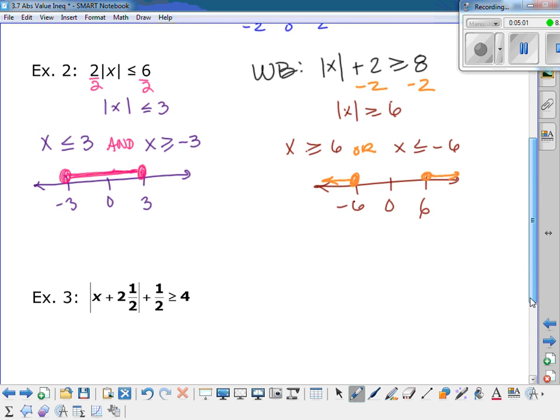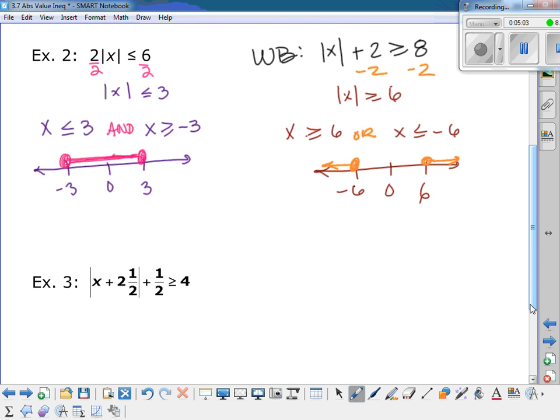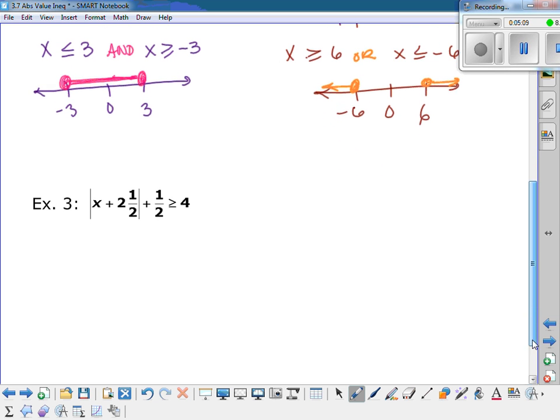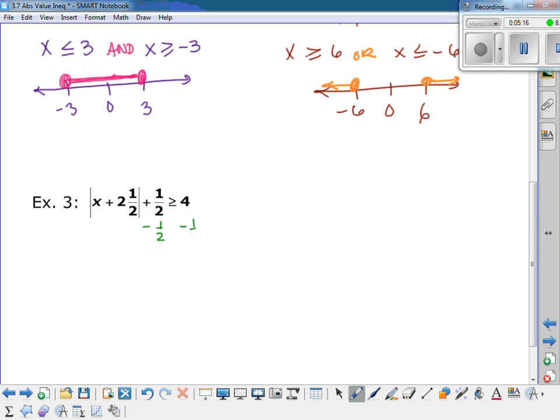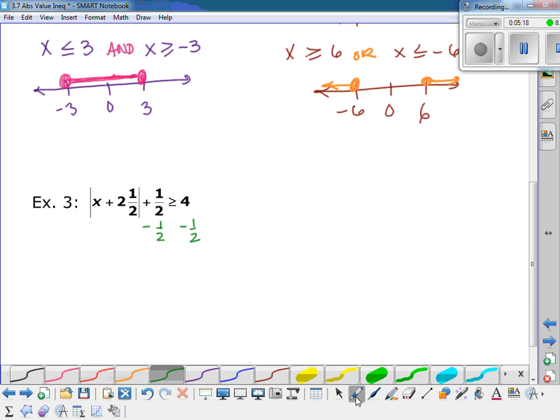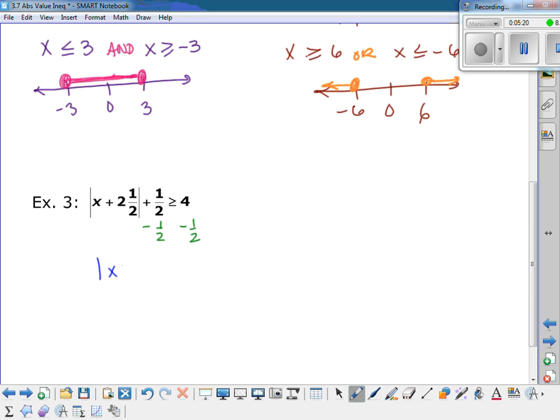Okay, let's take a look at example 3. This one's for your notes. All right, so again, I need to isolate the absolute value expression first. So I'm going to subtract the 1/2 from both sides. Then I have the absolute value of x plus 2.5 is greater than or equal to 3.5.